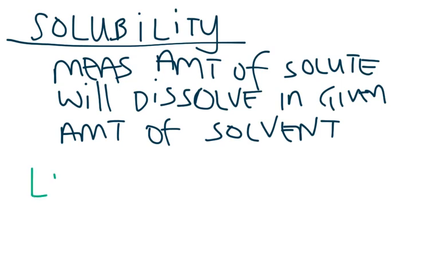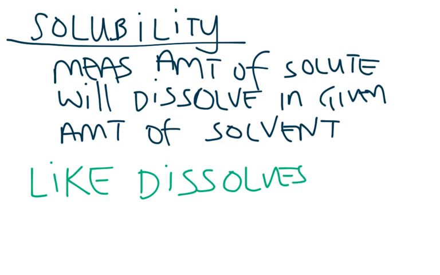What you need to know at this level is very simple. It's the idea of like dissolves like. Generally with us, the way we look at solubility is we look at polarity. Polar substances tend to dissolve in other polar substances. That's what I mean by like dissolves like. Polar will dissolve in polar. Non-polar tends to dissolve in non-polar. Now that is not an absolute rule. That is just a general kind of concept we follow.